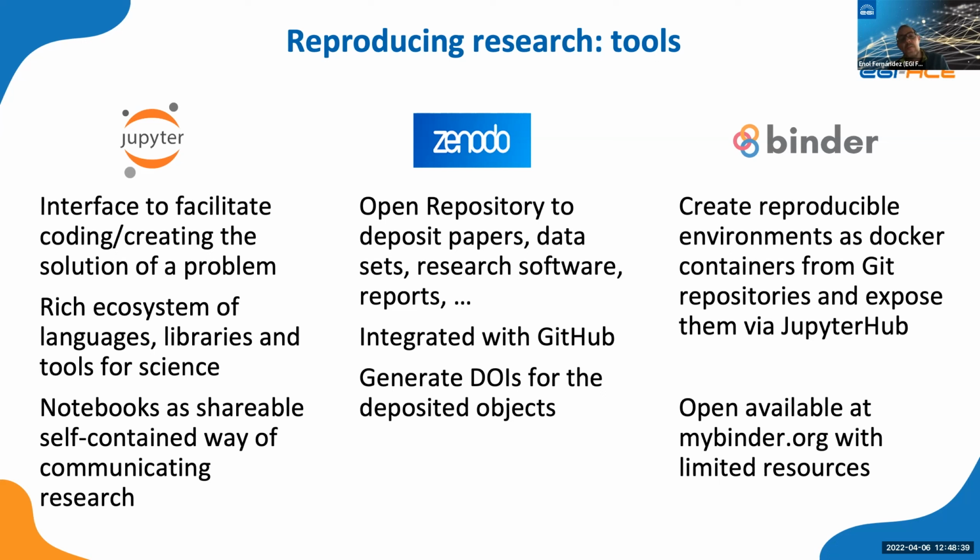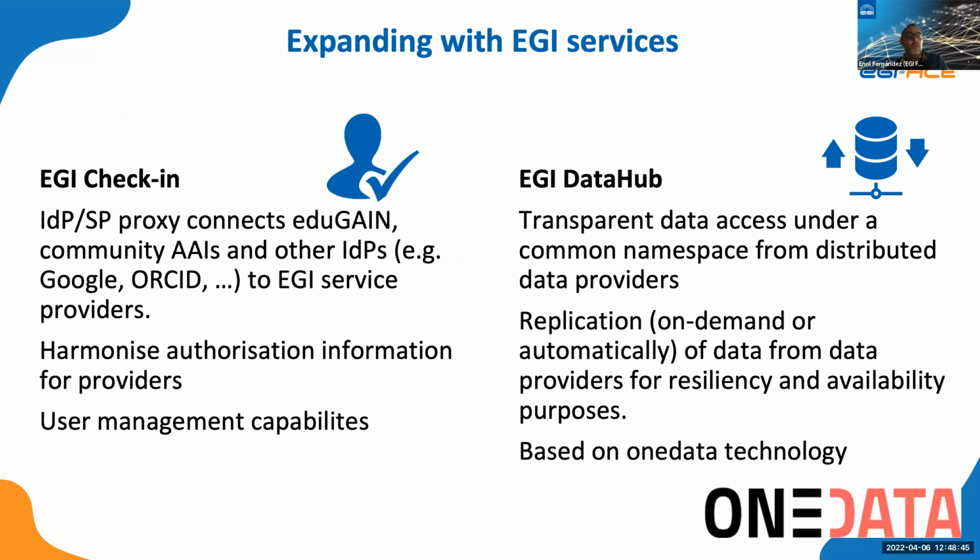So with these three basic tools, we will build our solution. On top of them, we will also add two more things coming from the EGI service portfolio. The first one would be Check-in, which is our identity management system. It's basically a proxy that allows you to connect your identity from your institution, mainly eduGAIN, but also any community identities. We support lots of them, what we call social logins, like Google or ORCID or anything like that. We have a plethora of those identities available to log into EGI.